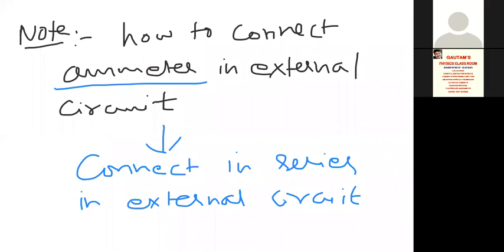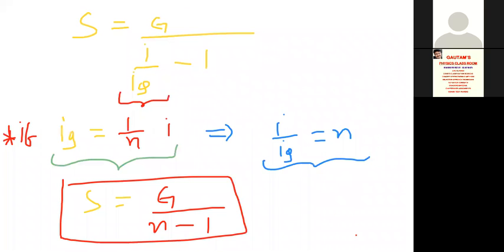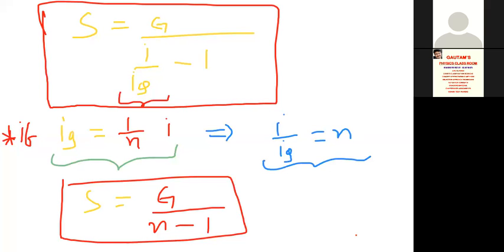You have to be alert on this one. You must not get confused. This is the concept related to galvanometer to ammeter. Mainly from an objective point of view, these two formulas are very, very important. S is equal to G by I by Ig minus 1, and S equal to G by n minus 1, for objectives.